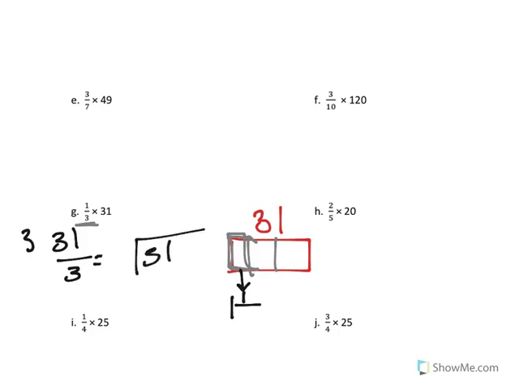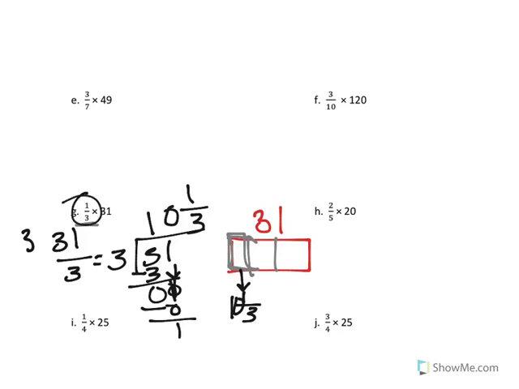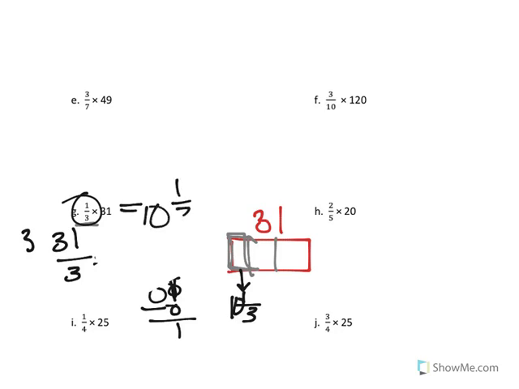So let's go back. 31 divided by 3. Okay, 3 divided by 3 is 1. Multiply, gives me 3. Subtract, 0. Bring down the 1. 1 divided by 3 is 0. There we go. It is 10 and 1/3. That sounds a lot better. And I only need 1 of them, or 1 of the thirds, so therefore my answer is 1/3 times 31 equals 10 and 1/3.